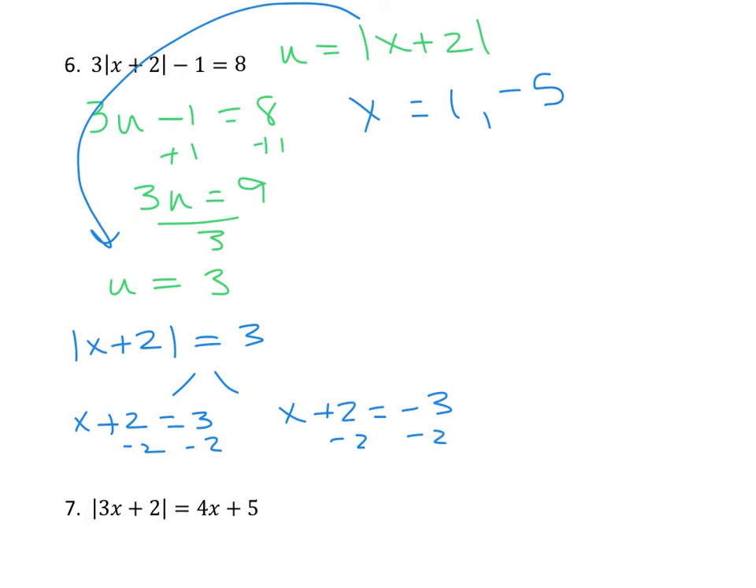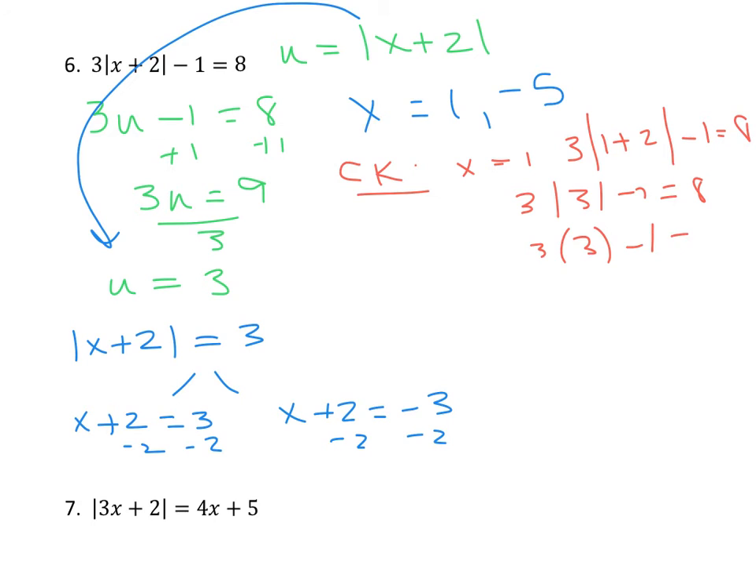Okay, so now we have to check them. You always need to check because some of these are not going to work out. So if I check x equals 1 first, I get 3 times the absolute value of 1 plus 2, minus 1. Does that equal 8? So 3 times the absolute value of 3, minus 1 equals 8. 3 times 3 minus 1 equals 8. And 3 times 3 is 9, minus 1 does equal 8. So we know that one's correct.